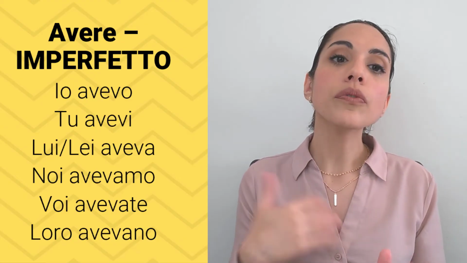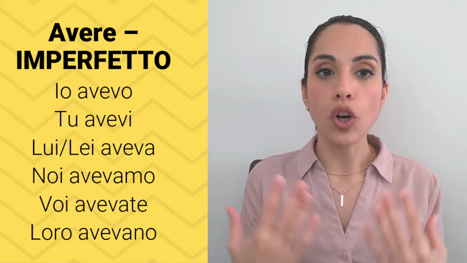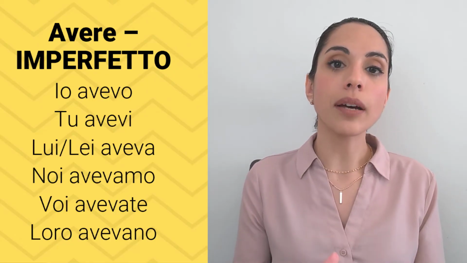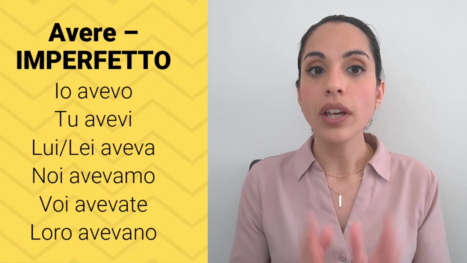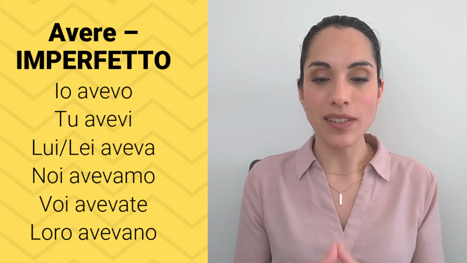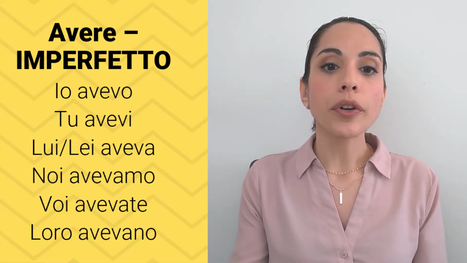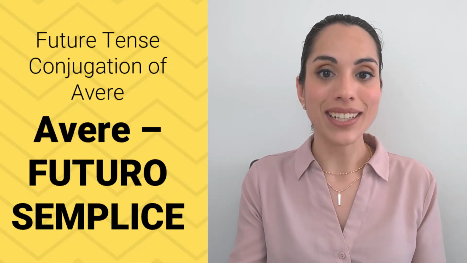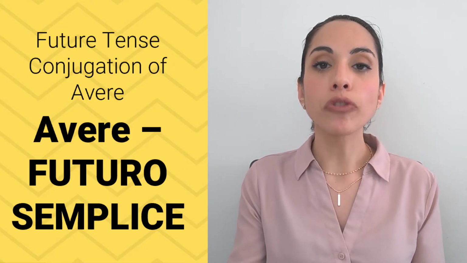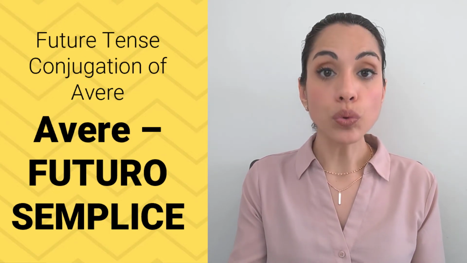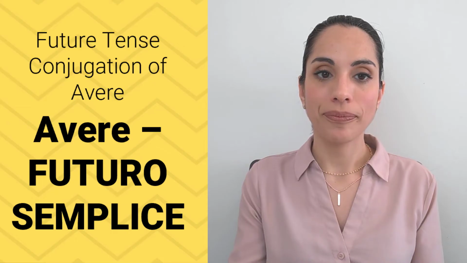But now let's move on to other two conjugations of avere, which are quite common. So that's why I included them into this compilation of the 5 most important basic Italian tenses to know in Italian. So we're going to learn the future tense conjugation of avere now. We call it futuro semplice.